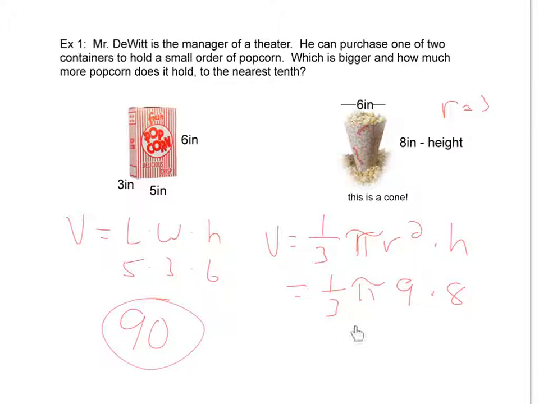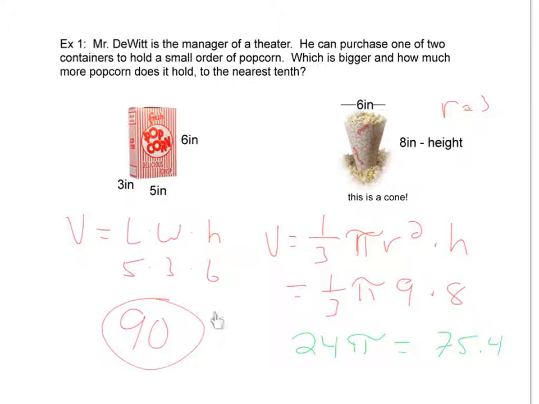1/3 of 9, of course, is 3. 3 times 8 is 24. So this whole thing is equal to, I'll do it in green here, 24 pi. I'm going to whip out my calc real quick here. 24 times 3.14 is 75.36. Let's call that 75.4.